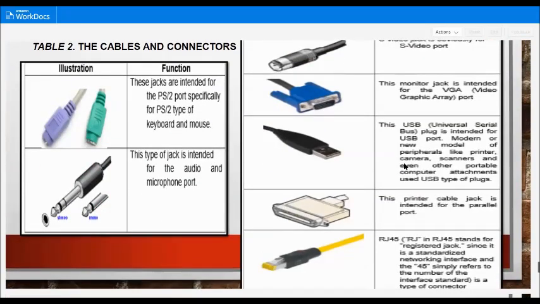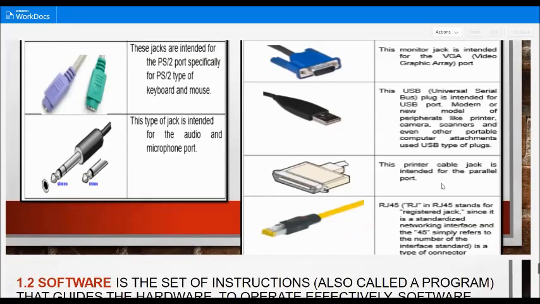Followed by the USB, Universal Serial Bus, plug is intended for USB port for modem or new model of peripherals. Yung mga new model of peripherals natin, naka-USB type siya. Then, this printer cable jack is intended for the parallel port.